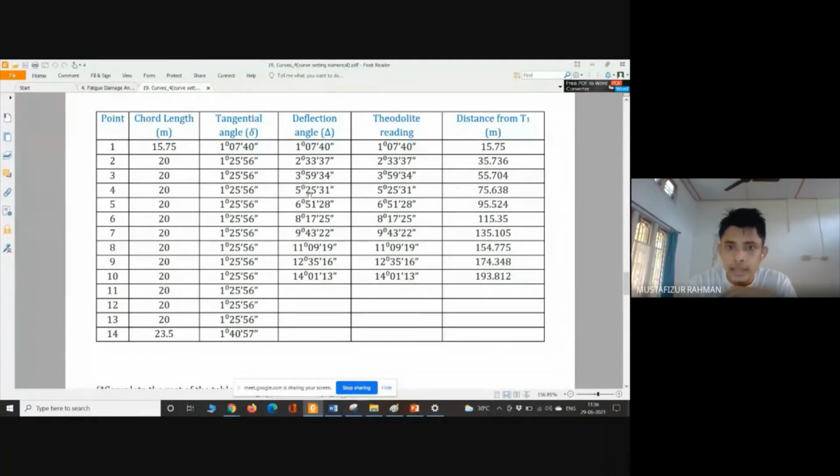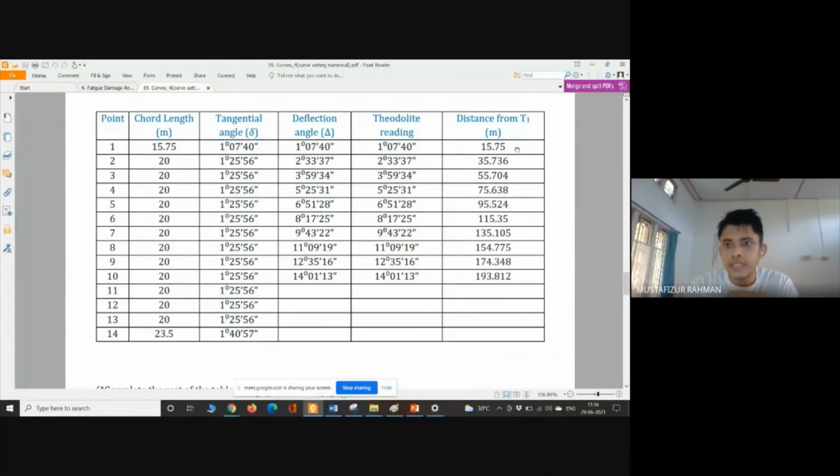Done. The next value we have is 34 seconds. Again, this is closer to 40 seconds, so this will be changed to 40 seconds. 31 seconds is closer to 40 seconds, so it will be changed to 40 seconds. 28 seconds is closer to 20 seconds, so this will be changed to 20 seconds. That way we will have our theodolite reading according to the least count of the theodolite.